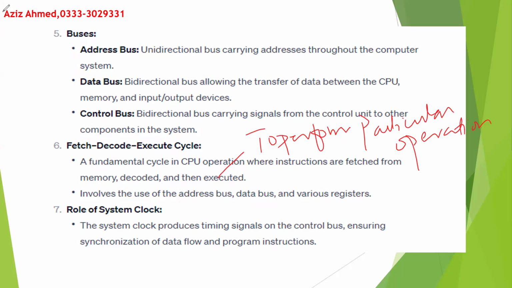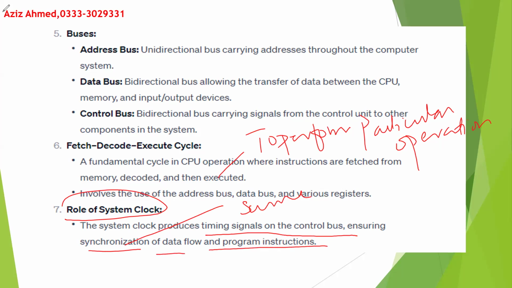Now, in this, one thing is the role of the system clock. Timing is sent to every part of the computer, telling when an operation will be performed. The system clock produces timing signals on the control bus, ensuring synchronization. Synchronization means the same. Every part of the computer must be ready during operation, for data flow and program instruction. Got the idea? So the CU continuously sends signals through the control bus regarding when to perform a particular operation.